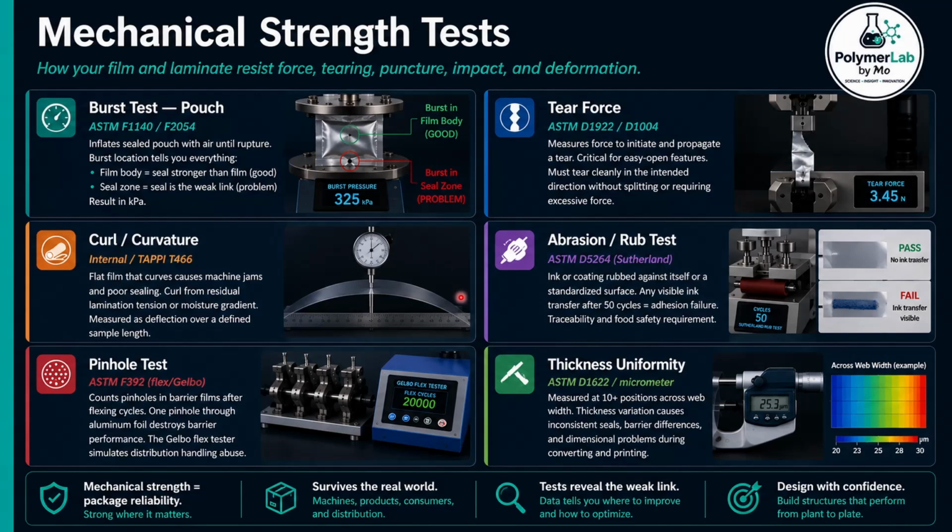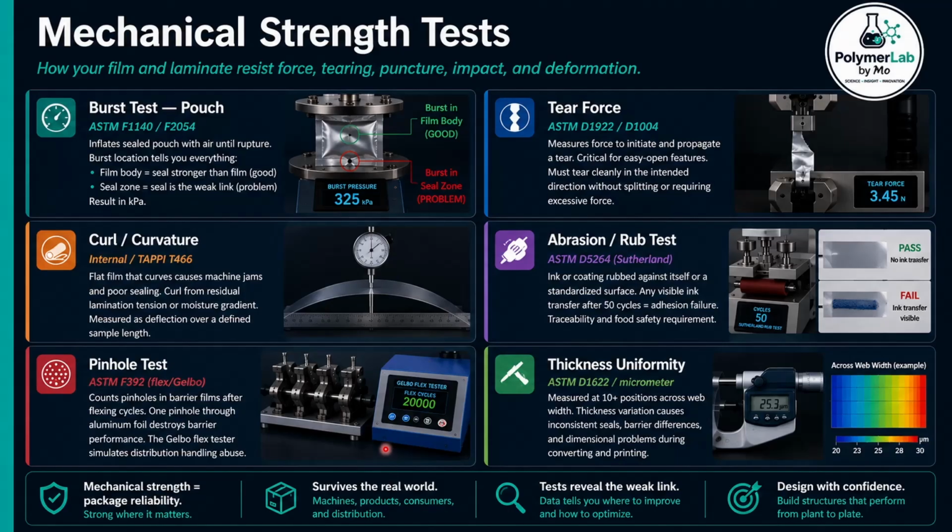Curl testing. A film roll that curves when laid flat creates a registration problem during printing and lamination, and seal jams on every machine it runs through. Curl comes from internal stresses, usually residual tension from the lamination process or a thermal gradient in the oven. We measure it by cutting a defined sample and measuring the deflection from flat. Any structure outside the tolerance specification for the converting machine will cause production problems.